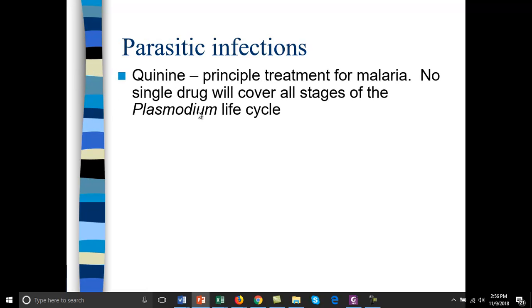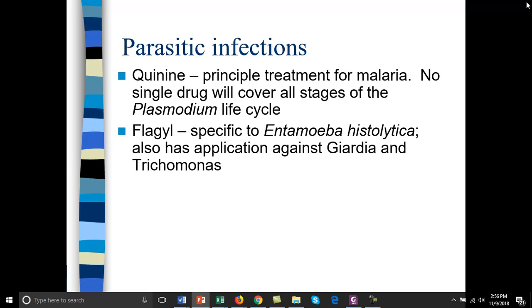In terms of parasites, parasites would include things like protozoan parasites, as well as helminths. Quinine or quinoline is a principal treatment for malaria, although you have to catch it in the right lifetime stage because there is no single drug that will kill Plasmodium in all stages of its life. Okay, Flagyl is specific to Entamoeba histolytica, but you can also use it for Giardia and Trichomonas infections.